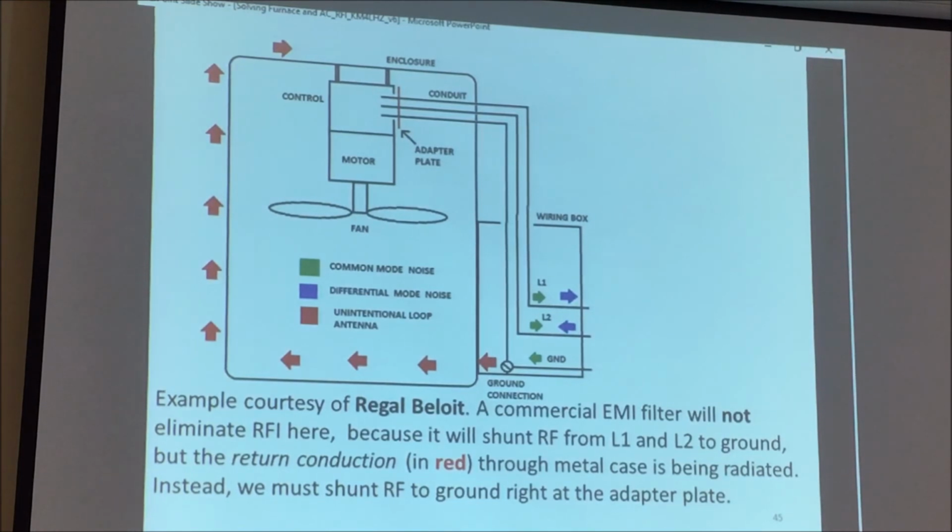Instead, he determined that he had to shunt the RF to ground right at the adapter plate. If you look just over the propeller, you'll see the adapter plate labeled just over the motor. And at that point, the filter had to be applied. If you apply the filter at the output from the line, it's not going to work because you already have emitted RFI at that point. And he said that was very instructive to him. So that's just an example of how you can have an inverted loop through a metal case from a ground connector.